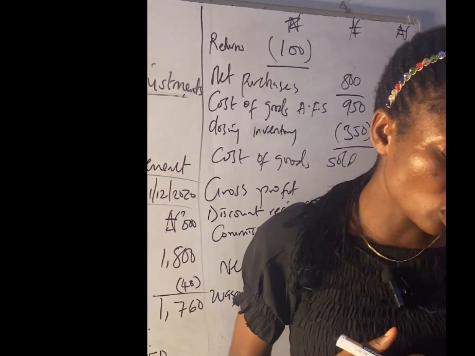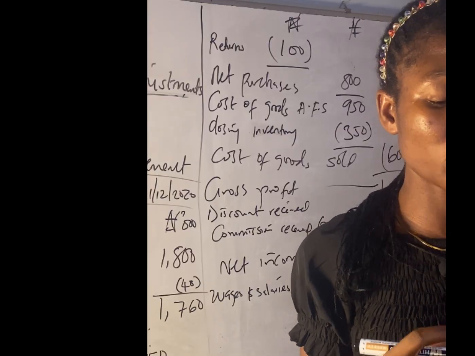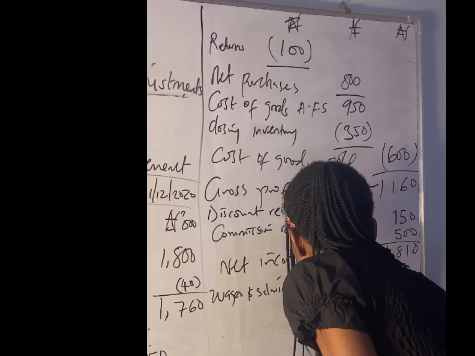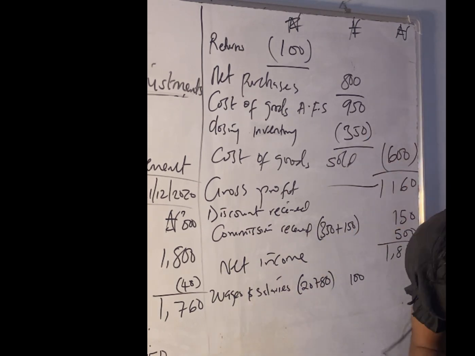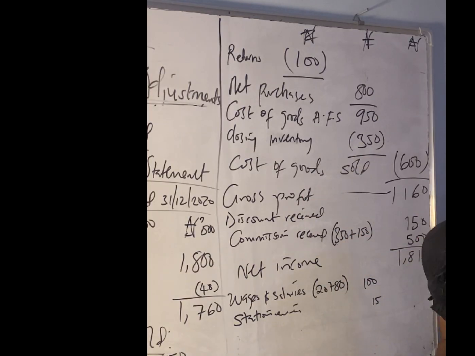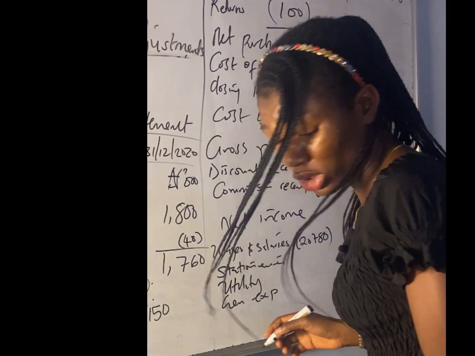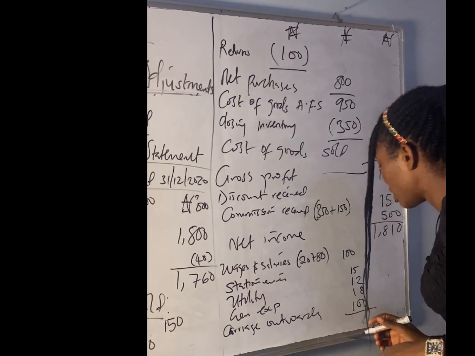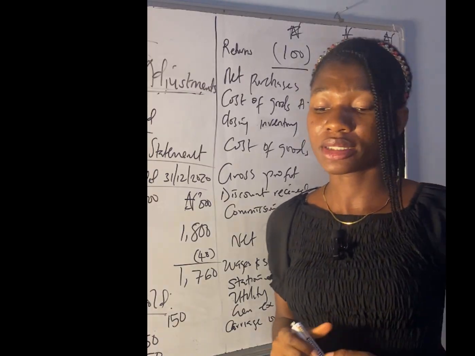Now for the salary, we have 20,000 given in the trial balance. We are going to add the money that is due but not yet paid, which is 80,000. So I'm going to have 20 plus 80 to give us 100 for salaries and wages. Stationery is 15, there's no adjustment to that. We have utility at 12, general expenses 18. We have carriage outwards, which is given to be 100,000. So this is our total expenses. We'll add this up to get net expenses for the year, which gives us 245,000 naira. With this, you can proceed.